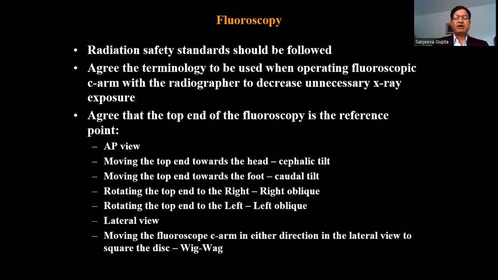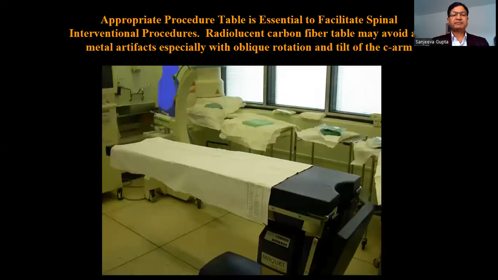In the lateral view, again, you need to know some concepts. Sometimes when you take a lateral view, in case you want to see a disc and the nerve root, so the intervertebral foramina, very well, it may not be visible because of changes, especially at the thoracic level where the ribs and lung air shadow can make it difficult. So moving the C-arm in the lateral position in either direction, we call it wig-wag, can define the disc and the intervertebral foramina better and identify whether your tip is in the right place and whether you are at the right level as well. An appropriate fluoroscopy table is essential.